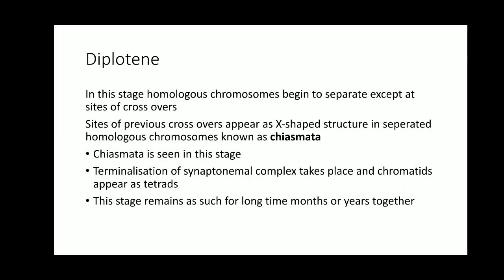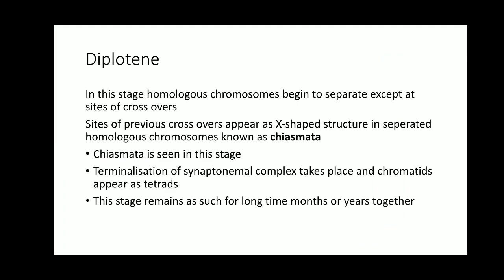These chiasmata are the X-shaped structures and they resemble the sites of the previous crossovers. This stage, that is Diplotene stage, can be observed by the appearance of these chiasmata, whereas if you see the previous stages, synapsis in the Zygotene stage you can observe by the formation of the synaptonemal complex, and in the Pachytene stage you can observe by the formation of recombination nodules. Diplotene stage you can observe by the formation of the chiasmata, and it is seen only in the Diplotene stage.